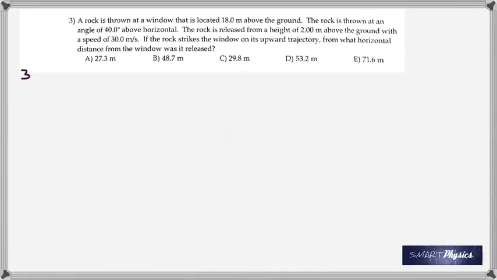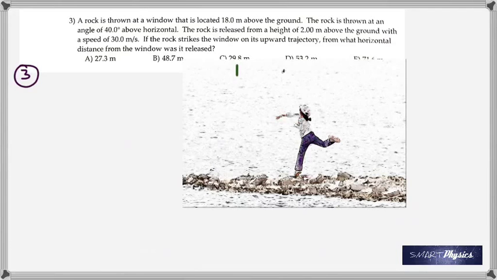On the third one, a rock is thrown at a window that's located 18 meters above the ground. The rock is thrown at an angle of 40 degrees above the horizontal and is released from a height of 2 meters above the ground with a speed of 30 meters per second. If the rock strikes the window on its upward trajectory, from what horizontal distance from the window was it released? Good question. Need the diagram.